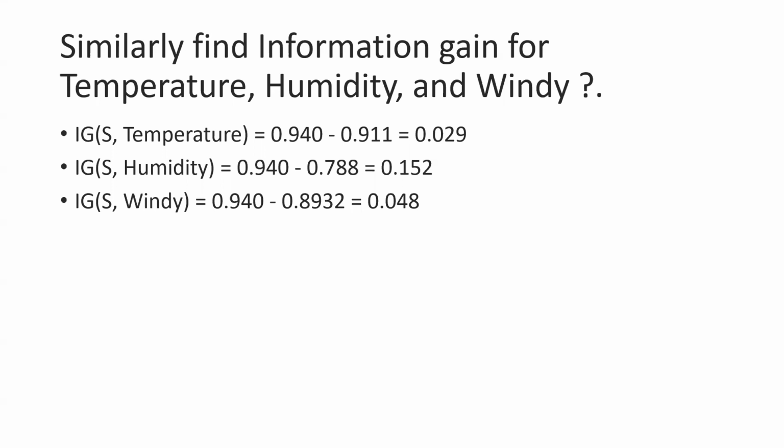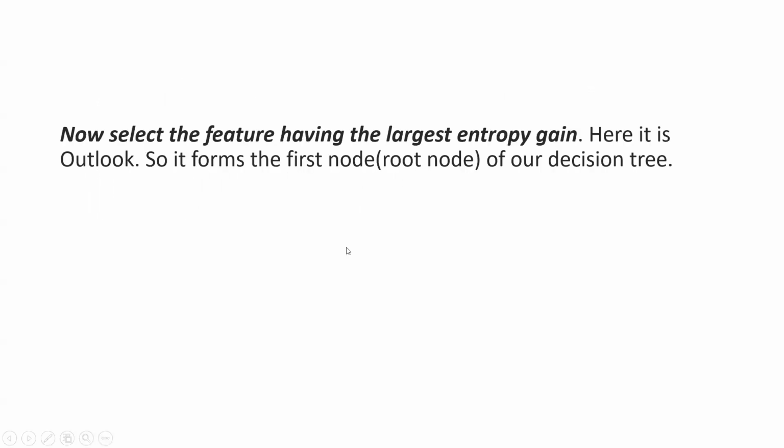So for temperature, the information gain is 0.029. For humidity, the information gain is 0.152. For windy, the information gain is 0.048, right? So after getting all these values, we need to decide what is the best information gain. Now select the feature having the largest information gain.